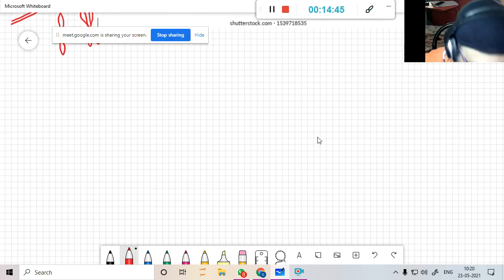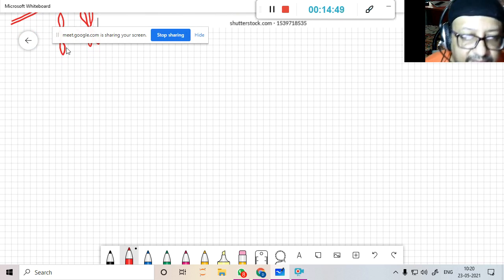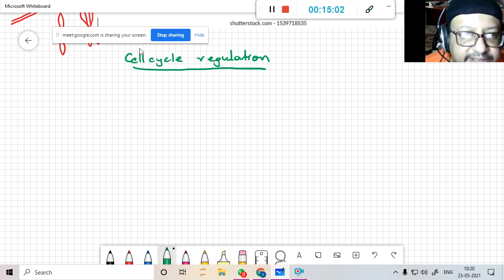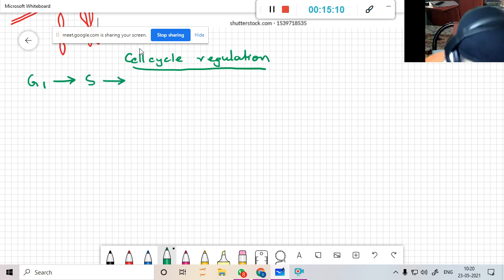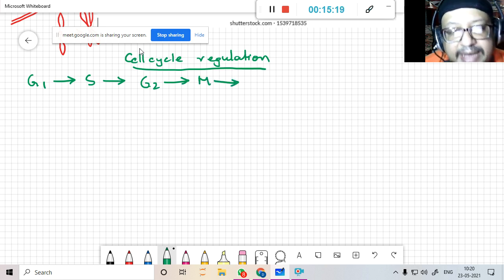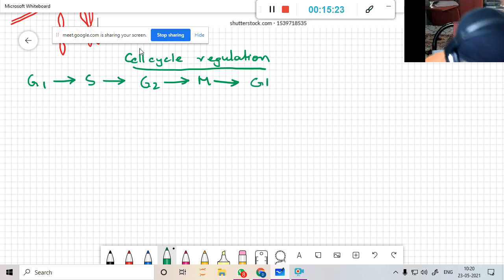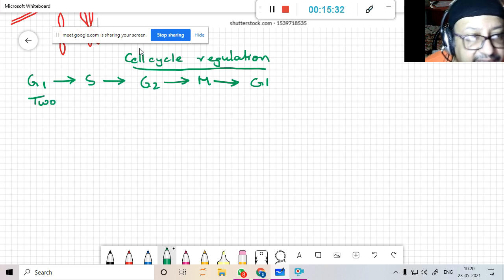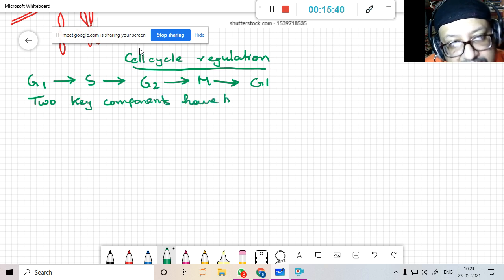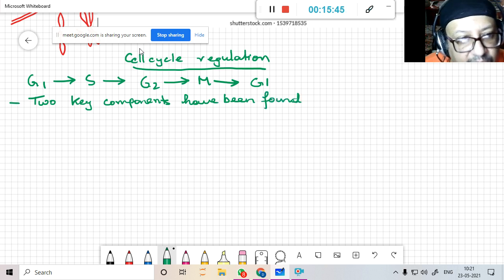Now what we are going to talk about is events of cell cycle regulation. What causes the cell to pass from G1 to S, and what causes the cell to pass from S to G2 to M, and from M back again to the next division, to G1? What are the features which do this? So actually two key components have been identified. And what are these two key components?